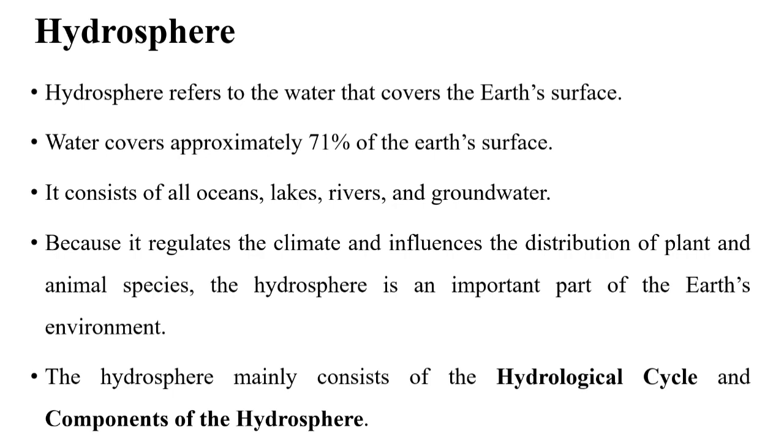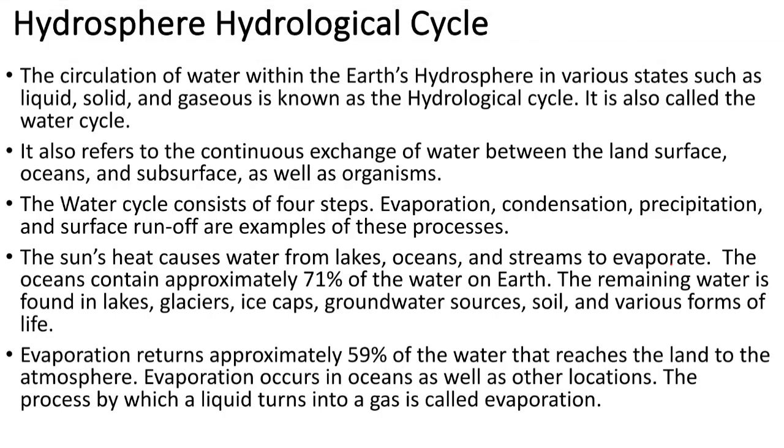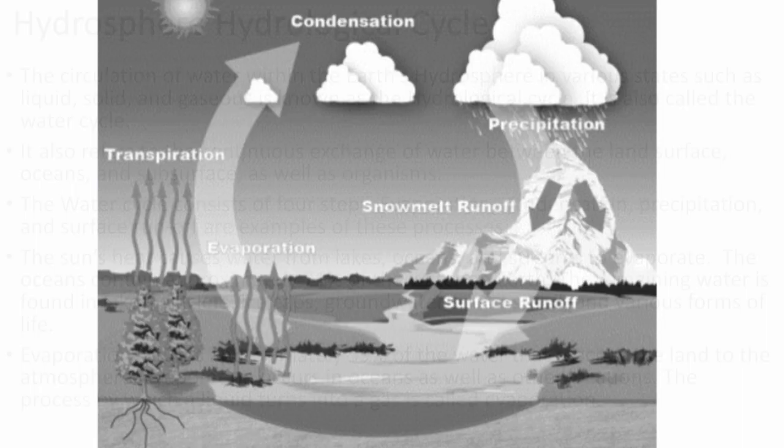Then hydrosphere mainly consists of the hydrological cycle and components of hydrosphere. So let's discuss, first of all, the hydrological cycle. The circulation of water within Earth's hydrosphere in various states such as liquid, solid and gaseous is known as the hydrological cycle. It is also called the water cycle. It refers to the continuous exchange of water in its various forms between land surface, ocean, subsurface as well as organisms.